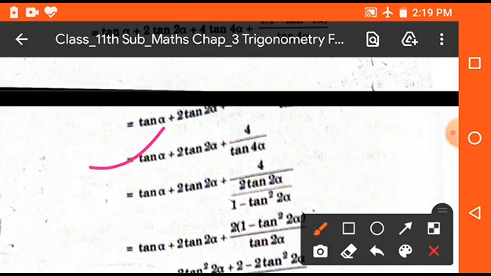We get tan alpha plus 2 tan 2 alpha plus 4 upon tan 4 alpha. Again using the formula of tan 2 alpha, we get tan alpha plus 2 tan 2 alpha plus 4 upon 2 tan 2 alpha upon 1 minus tan square 2 alpha. Clear? Okay.